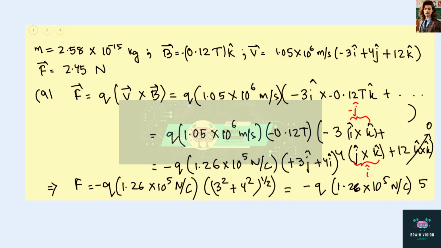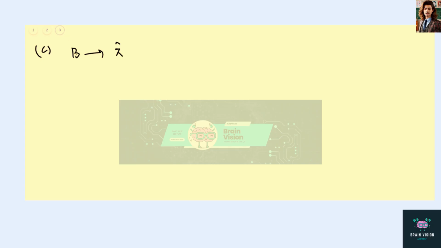So the speed in the z direction is basically this value times this, and this is going to be constant because there is no force in the z direction. And in the xy plane, the force F causes the particle to move in a circle with the force directed towards the center of the circle.